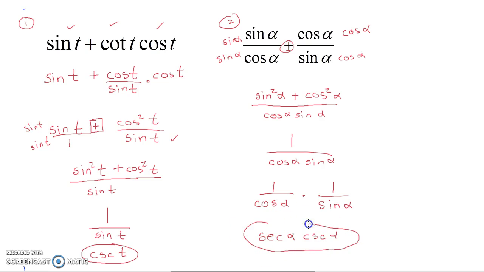So I get that this somewhat ugly addition of these 2 fractions was basically just secant of theta times cosecant of theta. For the most part, that's pretty easy. Now, just so you know, sometimes these simplifying problems have a couple different answers.